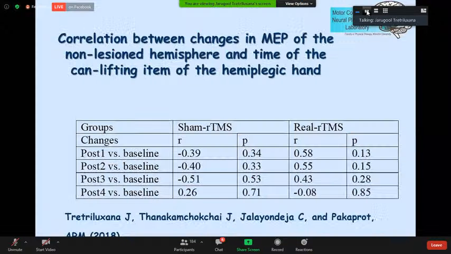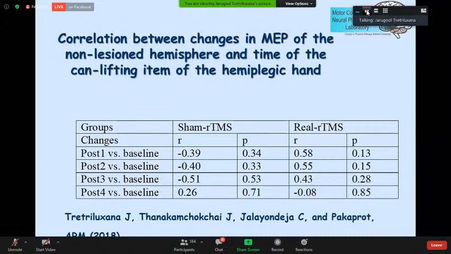The message here is that we stimulate the brain and we measure the hand. So what is the correlation here? What we did further was run a correlation between the change in the brain and the change in the hand. And we see a moderate correlation, as you can see here, only in the real TMS. So the reduction in the corticospinal excitability of the good hemisphere has a moderate correlation with the improvement of the hand. So it can imply that there is a correlation between the brain change and the improvement of the hand.